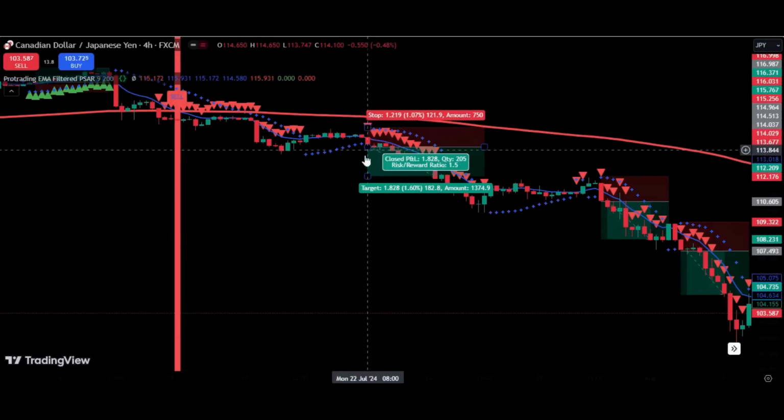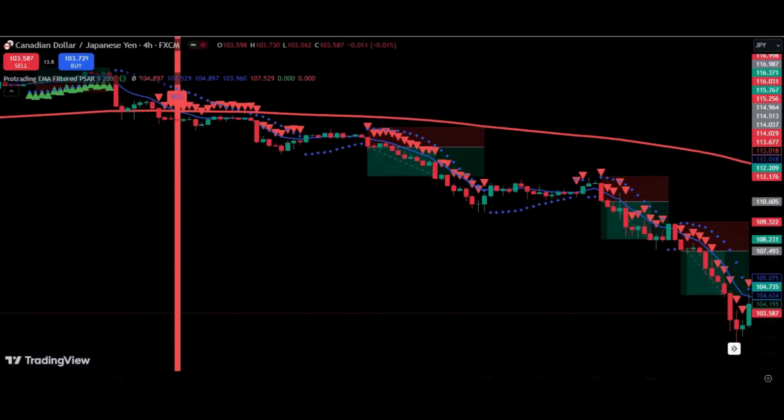So once we get this parabolic SAR give us signal here at the close of this candle, this is when we open our sell trade and we place our stop loss at this parabolic SAR. We use the parabolic SAR to trail our stop, and our target is 1 to 1.5. So here is our stop loss, which is 20, so here we'll be targeting 30 pips at this point because we are using ratio 1 to 1.5. Okay, this is our strategy.